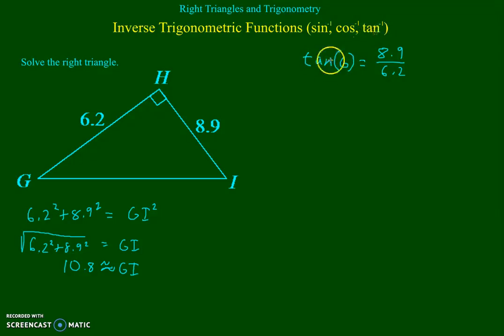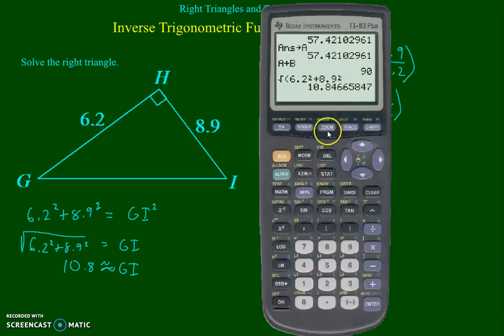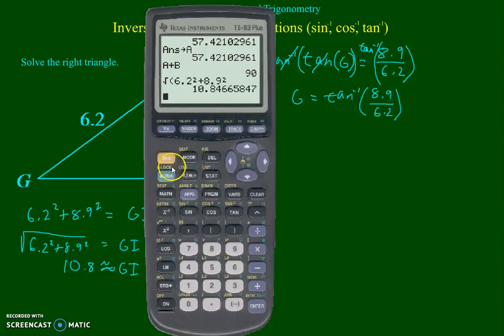Just as with sine and cosine, tangent has an inverse. It's called arctangent. So arctan undoes the tangent and gets us to G. Then we have to take the arctan of the other side as well. These cancel each other out. G equals arctan of 8.9 over 6.2. Go to our calculator. Arctan 8.9 divided by 6.2.